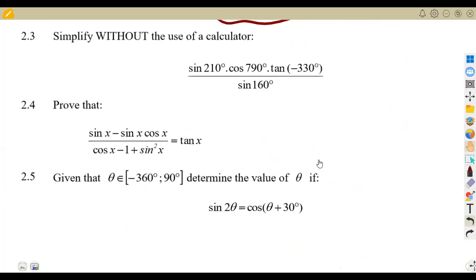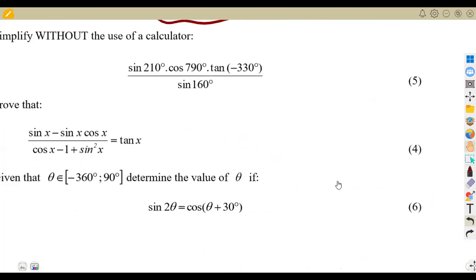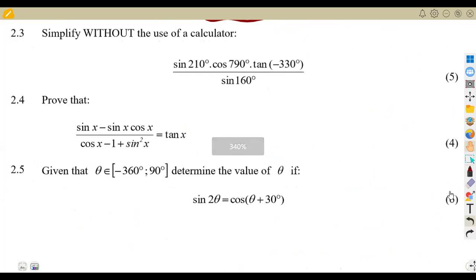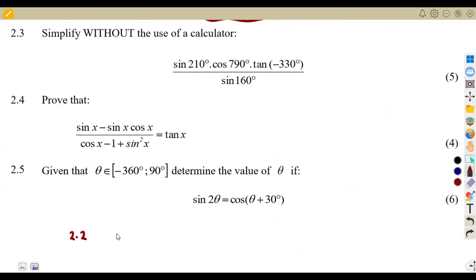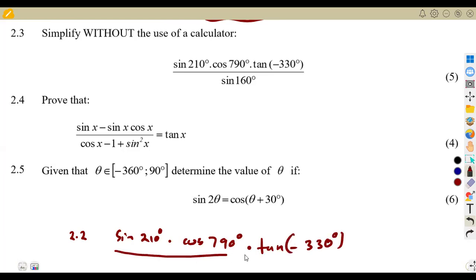Simplify. This is 2.2. There we are given to simplify, 5 marks on that. This is what you simply do on the simplification. This is 2.3. I'm not going to rewrite this. I'm just going to take each stage as it is. Let me write the sine of 210 degrees times the cosine of 790 degrees times the tan of negative 330 degrees. Everything is affected by what? By the sine of 160 degrees.